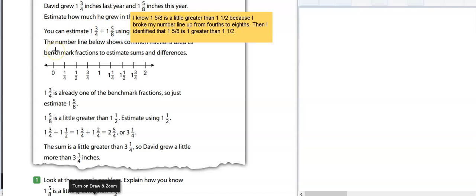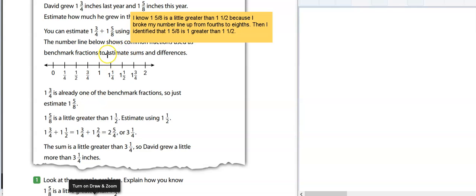Now, the next question says, find the actual sum of 1 3/4 plus 1 5/8 to determine how much David grew in 2 years, and explain how we know our answer is reasonable. Now, before we can add, we must do what, boys and girls? We must make both of our fractions equivalent. And in order to do so, we must find what? The least common multiple of our denominators 4 and 8.